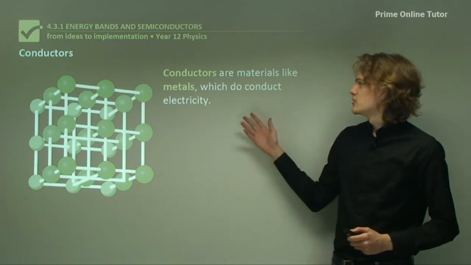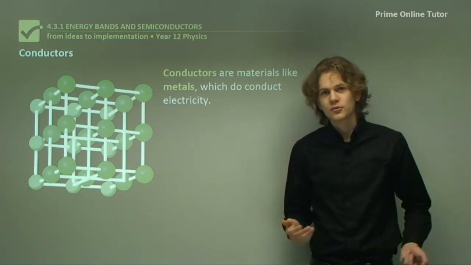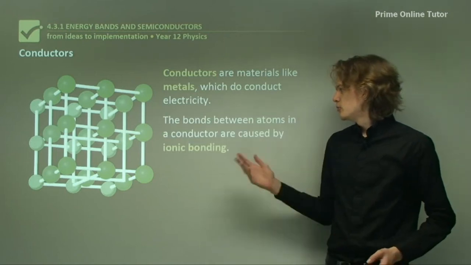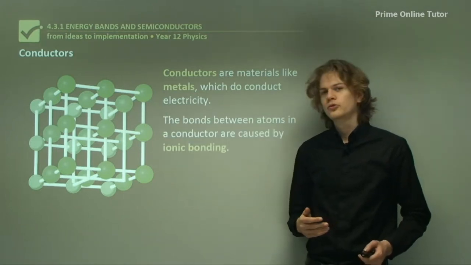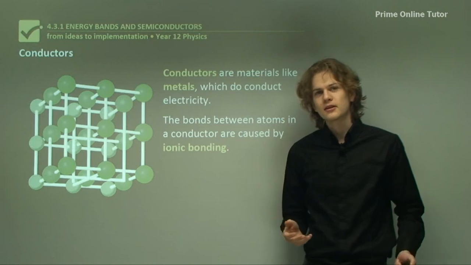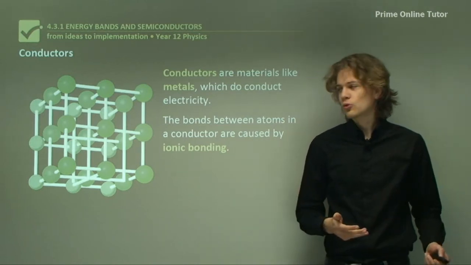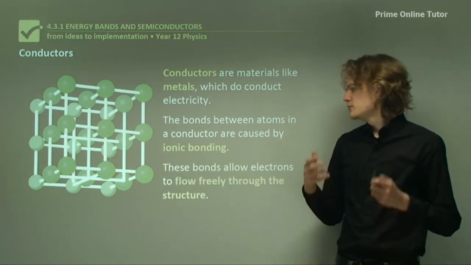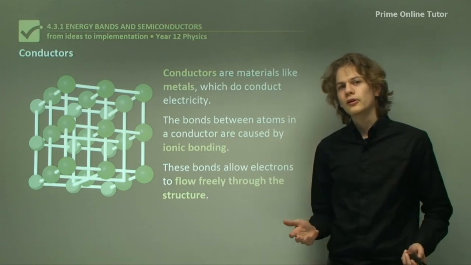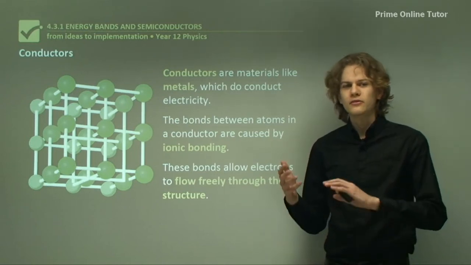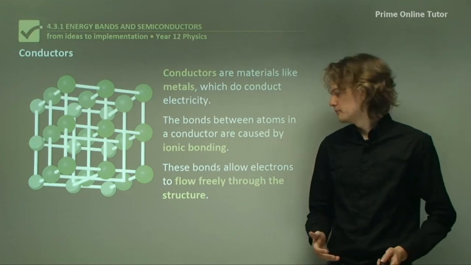Now conductors are materials like metals, which do conduct electricity. The bonds between atoms in a conductor are caused by ionic bonding in some cases. This is the case for salts like sodium chloride. And these bonds do allow electrons to flow freely. And so this means that the substance is able to conduct electricity.